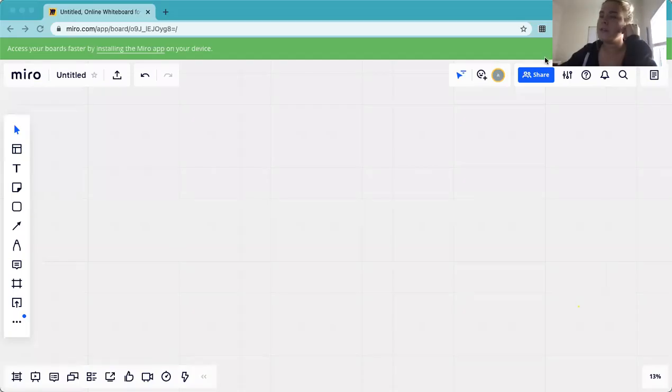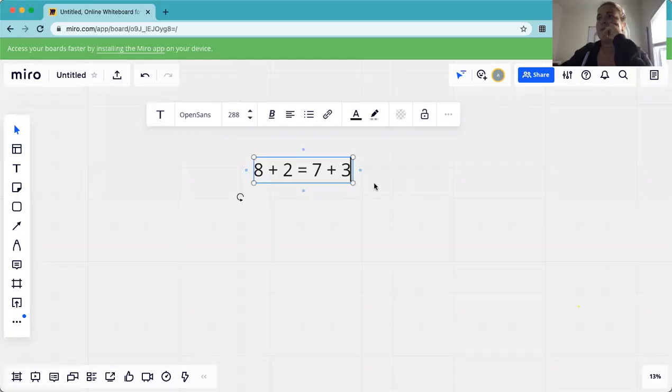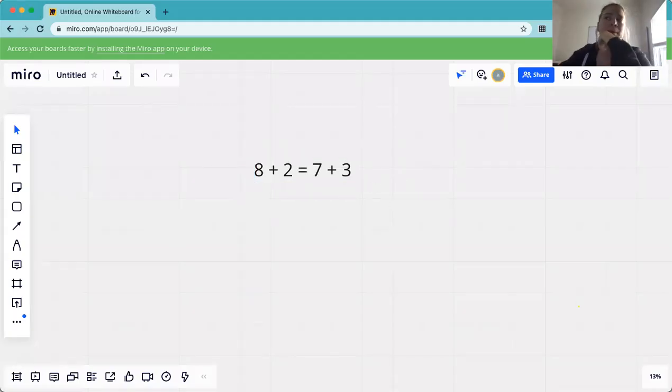Hello there, first grade. So in this video, we're going to talk about true or false equations and how we can figure out if a problem or equation is true, and how it could be false. So right here, I have an equation. It says 8 plus 2 equals 7 plus 3. Looking at this, I want to determine whether this equation is true or false. All right, so it says 8 plus 2 equals 7 plus 3.